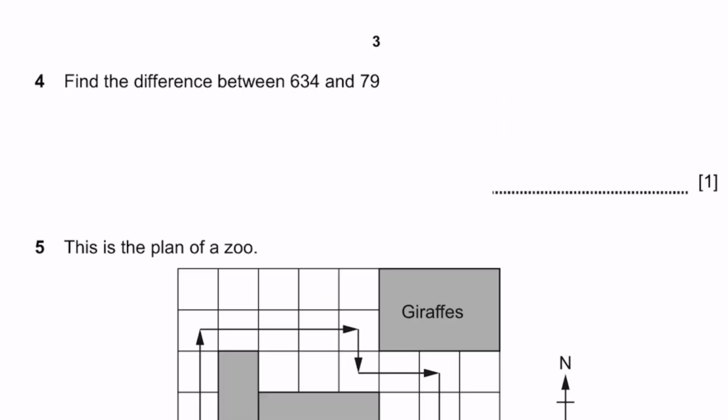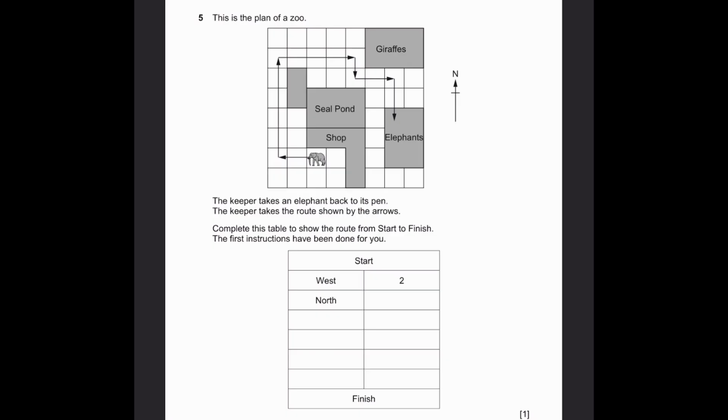Question 4. Find the difference between 634 and 79. Simply 634 minus 79. And when we do that, we get the answer as 555. It's the answer. Question 5. This is the plan of a zoo. The keeper takes an elephant back to its pen. The keeper takes the route shown by the arrows. Complete this table to show the route from start to finish.